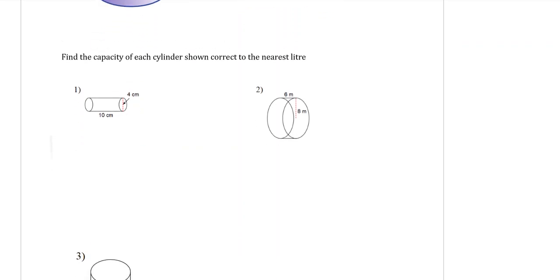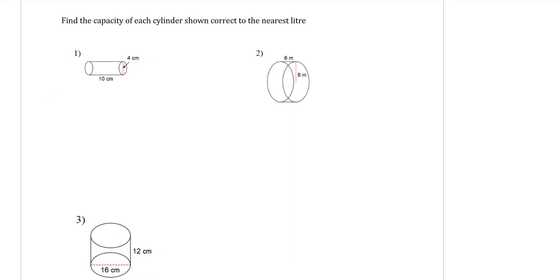Okay, so a couple more. These ones say find the capacity of the cylinder. So we find the volume first, and then we can convert it into millilitres or litres, depending on what it is. But we want our final answer to the nearest litre. Okay, so the formula for a cylinder is always V equals pi r squared h for volume. What is the radius of my cylinder? Good, 2. It's got to be half of that 4 there.